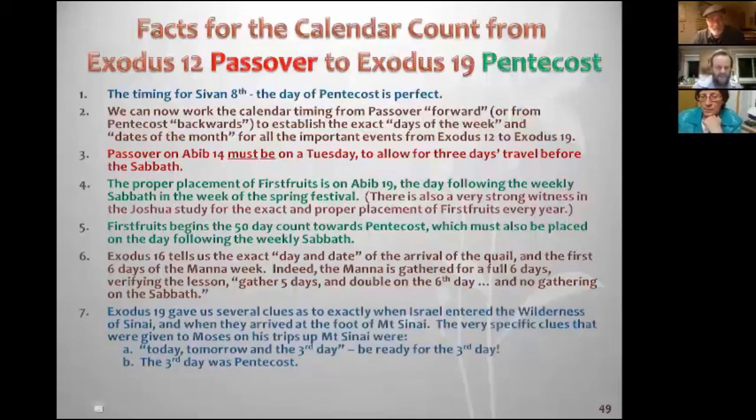Number 7. Exodus 19 gave us several clues as to exactly when Israel entered the wilderness of Sinai and when they arrived at the foot of Mount Sinai. The very specific clues that were given to Moshe on his trips up Mount Sinai were: A. Today and tomorrow and the 3rd day. Be ready for the 3rd day. B. The 3rd day was Pentecost.